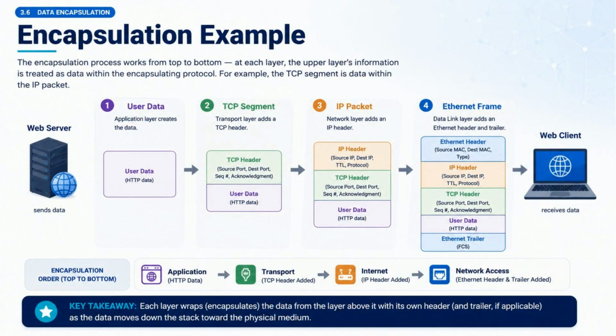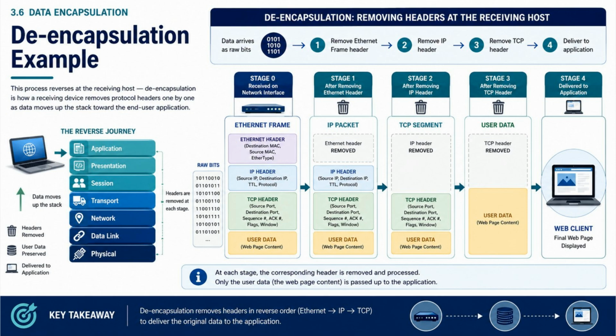User data becomes a TCP segment, header added, becomes an IP packet, another header added, becomes an Ethernet frame, header and trailer added. Emphasize this all happens on the sending side before the frame ever touches the wire.